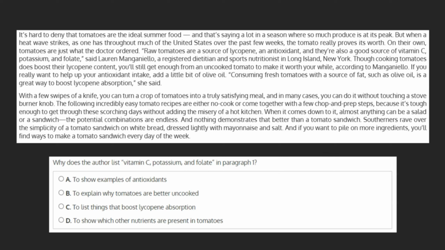Let's begin by locating where we see the author listing vitamin C, potassium, and folate in paragraph 1. We see this in the fourth sentence, which tells us that raw tomatoes are a source of lycopene, an antioxidant, and they're also a good source of vitamin C, potassium, and folate. Because the sentence starts off by telling us that tomatoes are a source of lycopene and only then goes on to tell us that they also include vitamin C, potassium, and folate, it would seem that our answer is D, to show what other nutrients are present in tomatoes.